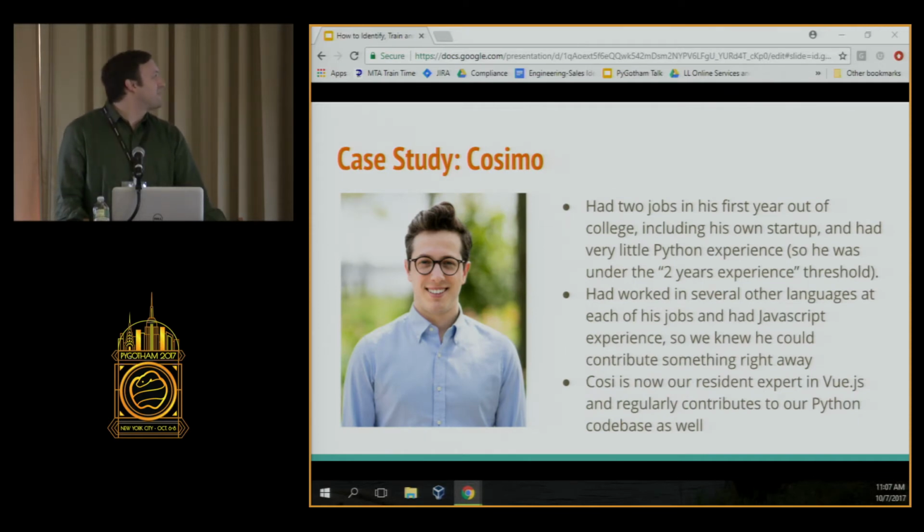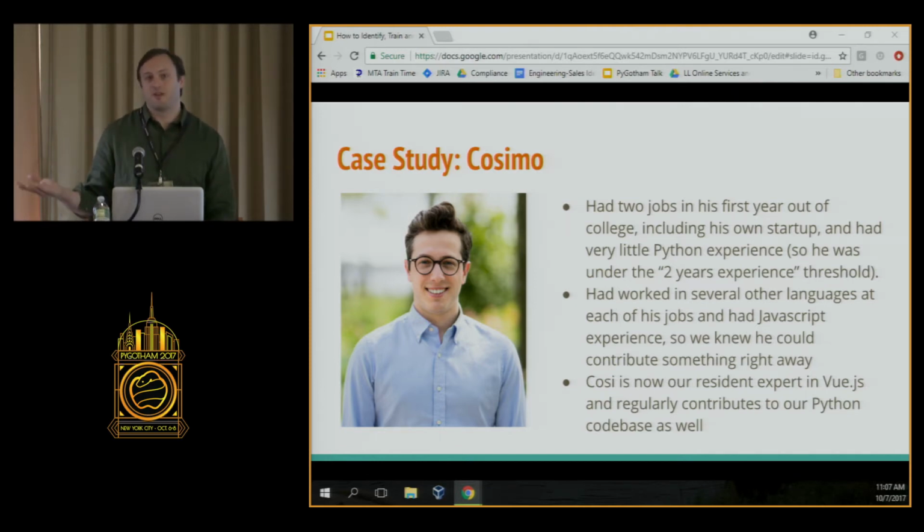Second case study, Cosimo. He is a junior developer at LeafLink, which is my current company. And out of college, he had 2 jobs, including one of his own startup. And his experience was mostly in front end and JavaScript. And he had a little bit of experience working with the REST frameworks type things that feed the JavaScript, but for the most part, he was a front end engineer. But we also needed some front end engineers, even though we were mostly a Python shop. We did need to move some things into Vue.js.